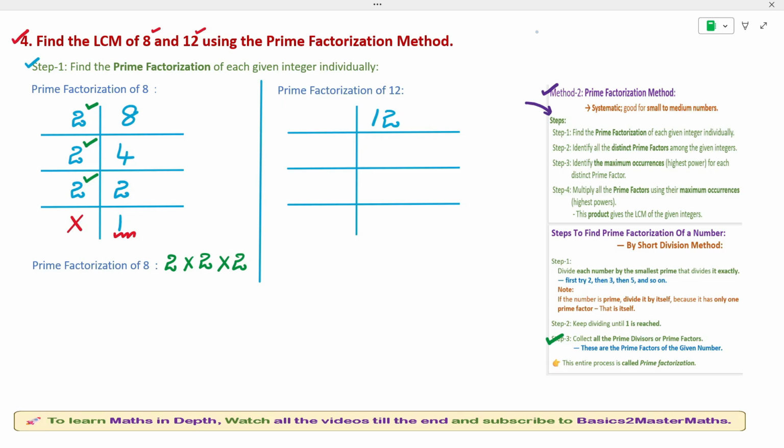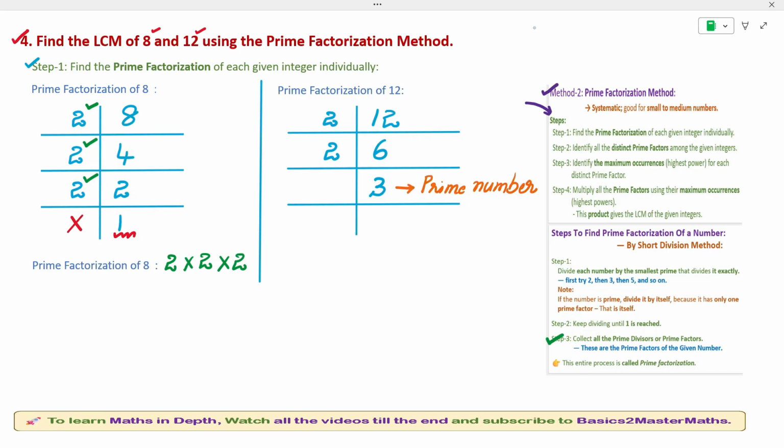Similarly, let us find the prime factorization of 12. Start dividing 12 by the smallest prime 2. Since 2 divides 12 exactly, we get 6. Again, start dividing 6 by the smallest prime 2. Since 2 divides 6 exactly, we get 3.